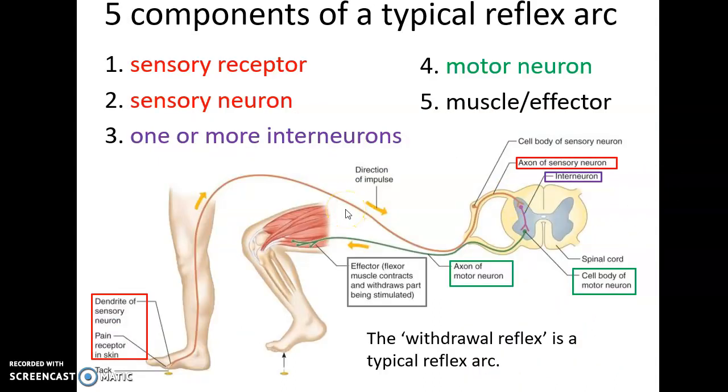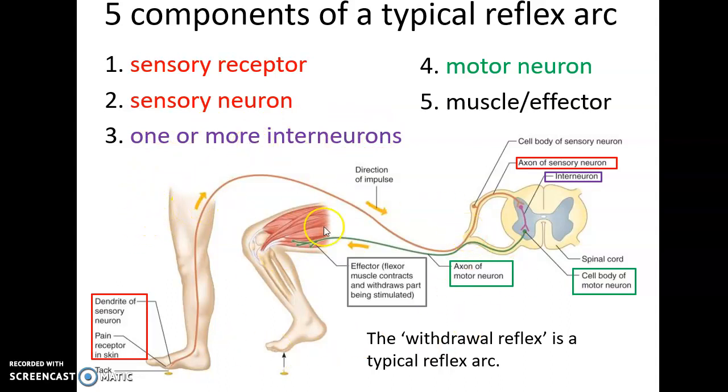Now, if you were to talk about a typical reflex arc, it would have at a minimum around 5 components. So you would have the sensory receptor that detects the stimulus. The sensory neuron carries the information to the central nervous system, or in this case, the spinal cord. Potentially 1 or more interneurons. The motor neuron that then sends the command, the response, to the muscle, to the effector. Of course, the sensory receptor and the sensory neuron can be the same thing. And as we saw, the patellar reflex does not need interneurons.